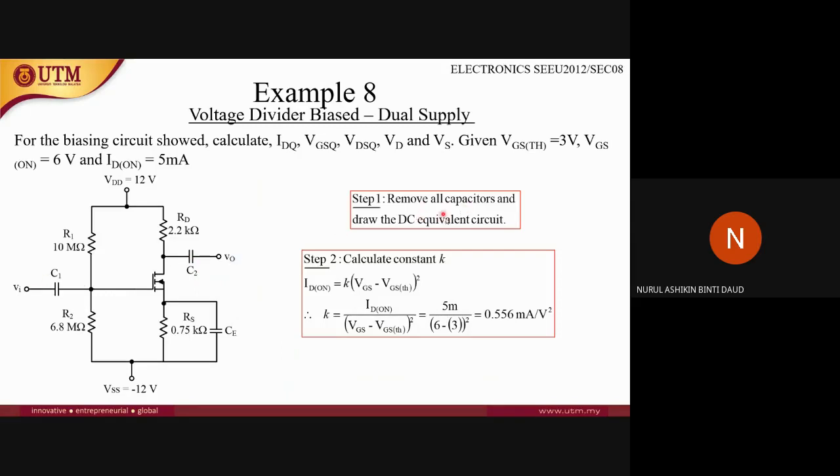So first of all, remove all these capacitors. Remove this capacitor, and then find the value of constant K, since there is no constant K given to you. You are given VGS(on) at 6 volts and ID(on) at 5 milliamps, and the threshold voltage is 3 volts. So you can find the value of K.